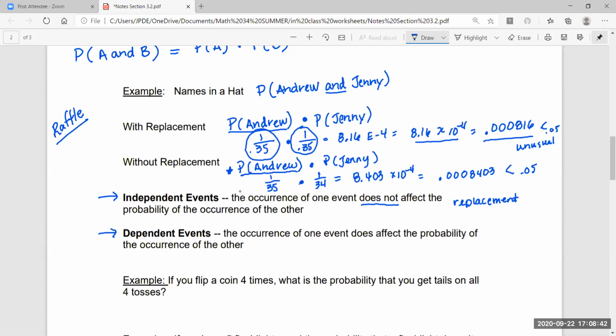Dependent events, the occurrence of one event does affect the probability of the occurrence of the other. So that would be a without replacement situation. That's this situation here. Because we took one name out first, it changed that probability. What happened here affected this. This probability depends on what happened here. Okay, and we're going to practice with those.